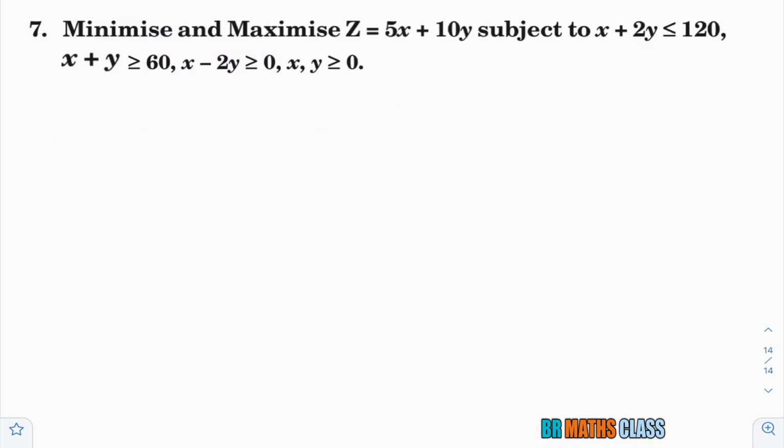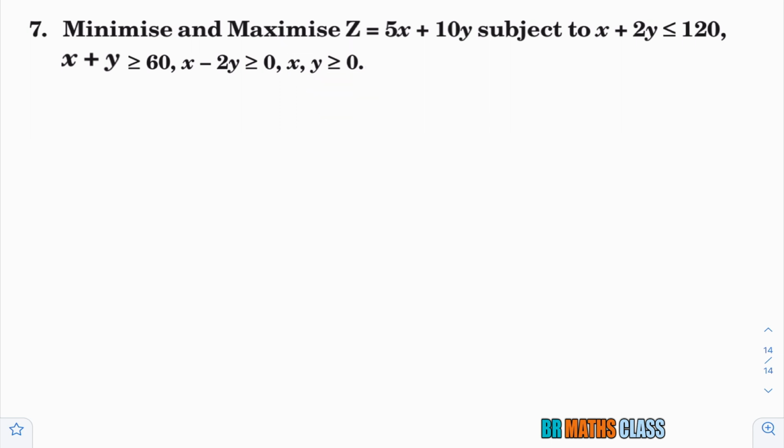You observe this question, what they are asking, minimize and maximize. Both they are asking, minimize and maximize this objective function. What is the objective function? 5x plus 10y. Subject to given constraints. Observe the constraints here. Three main constraints are there. One is x plus 2y less than or equal to 120. Another one is x plus y greater than or equal to 60. Next, x minus 2y greater than or equal to 20. And as usual, they gave non-negative constraints. This indicates that our solution is in the first quadrant only.